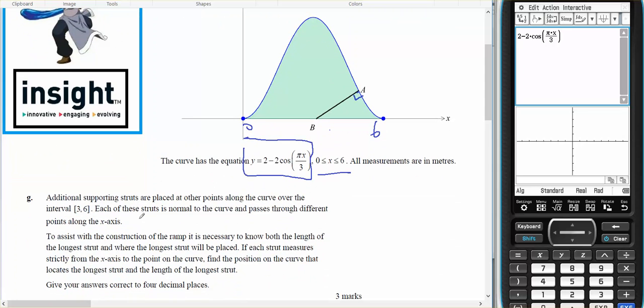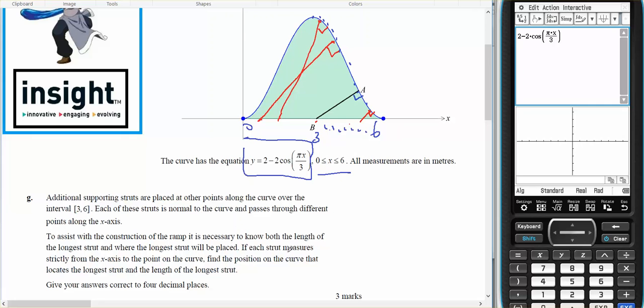Okay, part G. Additional support struts are placed in other parts along the curve from the interval 3 to 6. So we're going to be placing struts everywhere along there. Each of these struts are normals, so this one here would look like this, where that's a normal. And this one here would look like that, where that's a normal. And this one here would look like that, where that's a normal. And they'll all touch at different points along the x-axis.